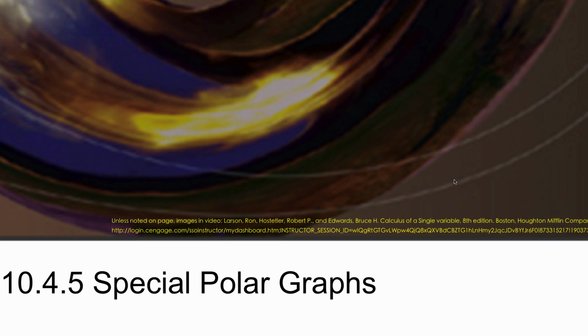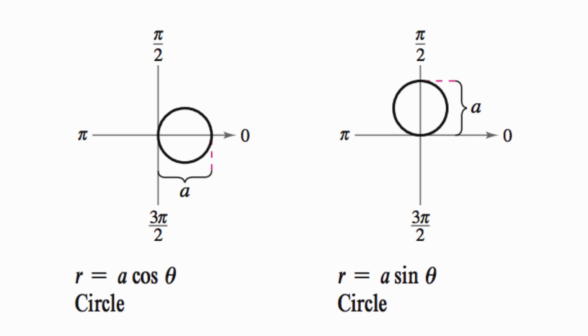We're going to look at special polar graphs. Now these I recommend you be very familiar with so that you recognize them and you can figure out quickly the shapes. For example, what does a circle look like?